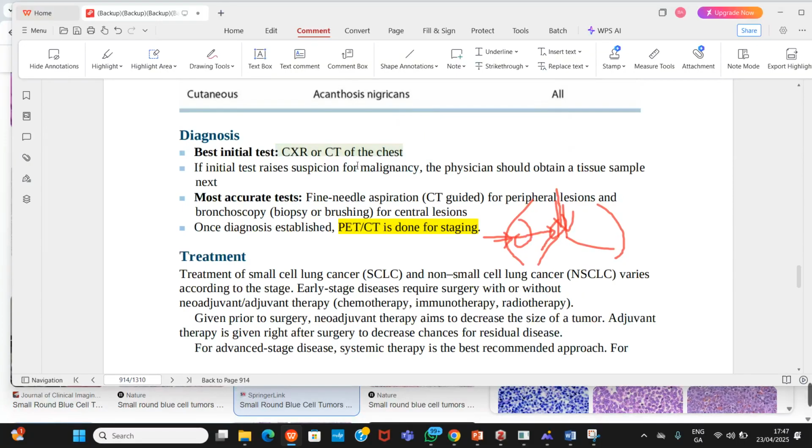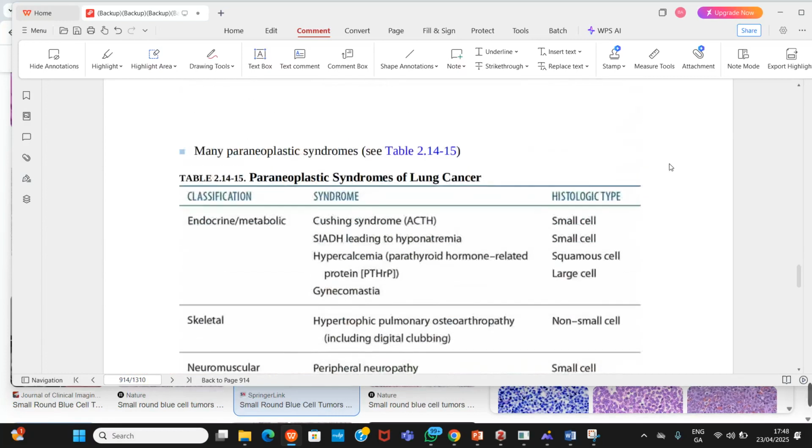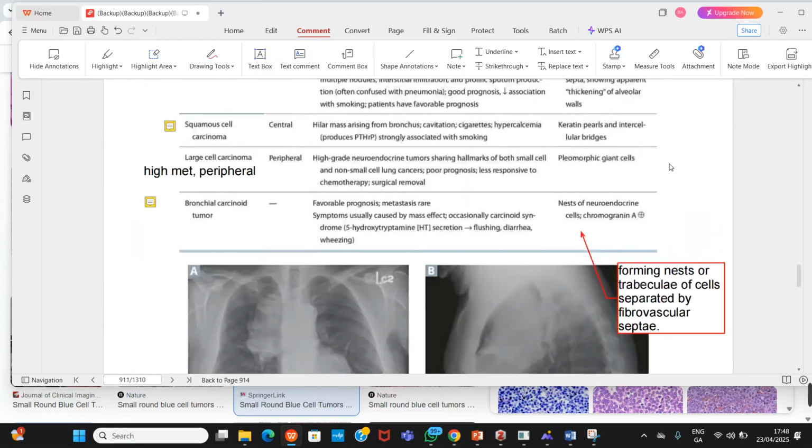And we also know the paraneoplastic syndromes: ACTH for small cell, SIADH for small cell, hypercalcemia due to PTH-releasing peptide for squamous cell, gynecomastia for large cell because it causes big things, so it can cause big breasts. Finger clubbing for which one? Adenocarcinoma. Thank you. So, peripheral neuropathy. Most of the nervous problems, small cell.